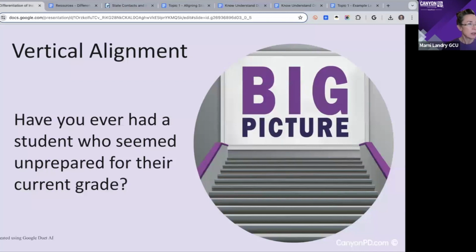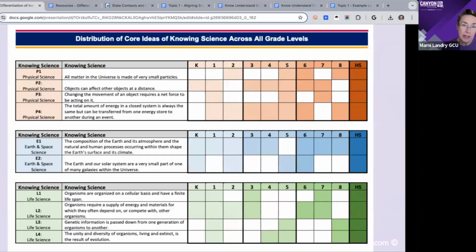This is one example of how states might give you an overview of how standards, at least the core ideas, are distributed. They don't all have charts like this, but many of them do. And this would be important to know. For instance, let's say I was teaching fifth grade. So look in the table along the top, K through 8, then high school, and find the 5. And let's just say I was teaching in core idea number P1, physical science.